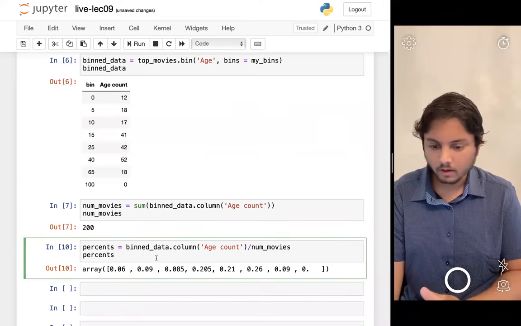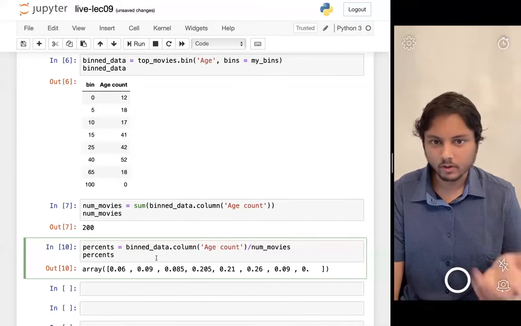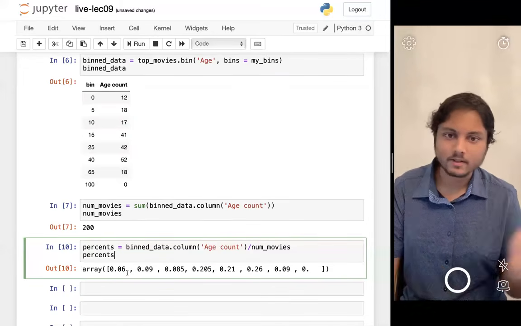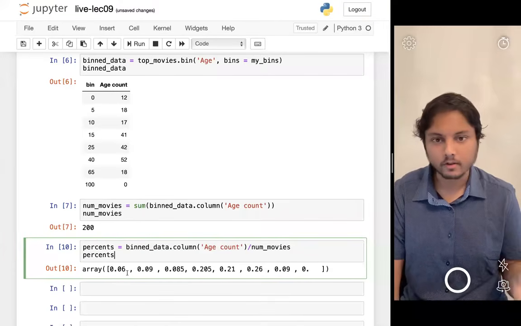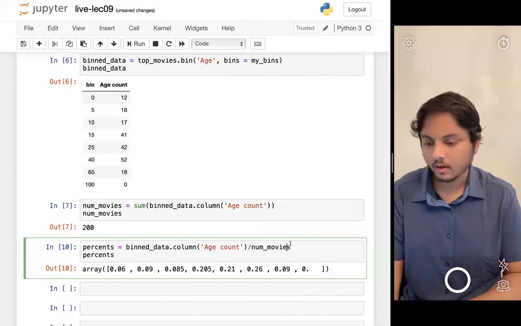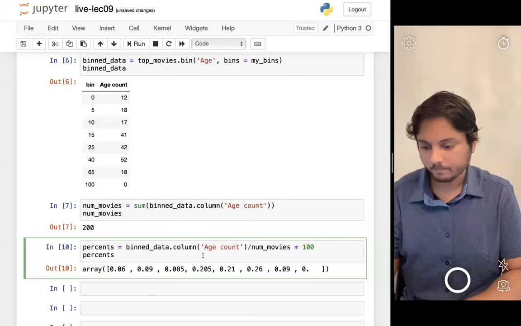And we said, well, it might be nice to multiply this by 100 just so the numbers look a little bit more interpretable, because 0.06 means 6%. So let's just multiply by 100 so that this number is a 6 instead. And so that's why we multiplied by 100 here.